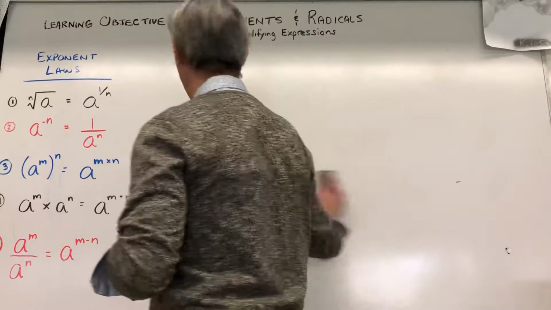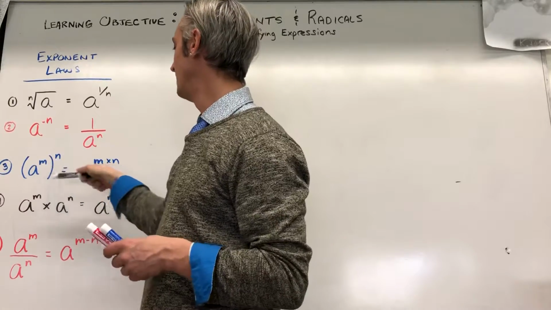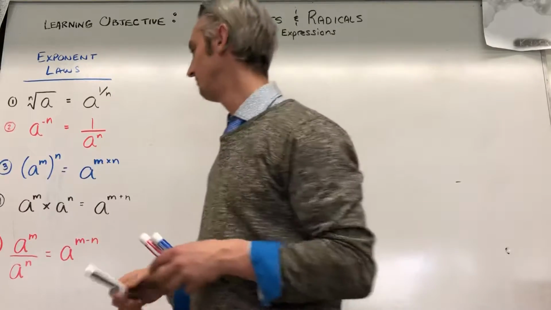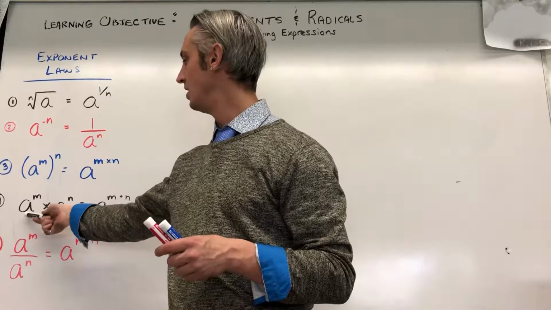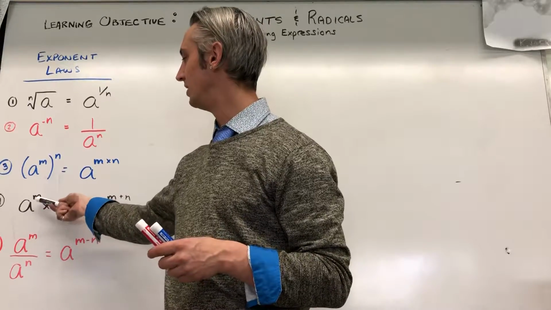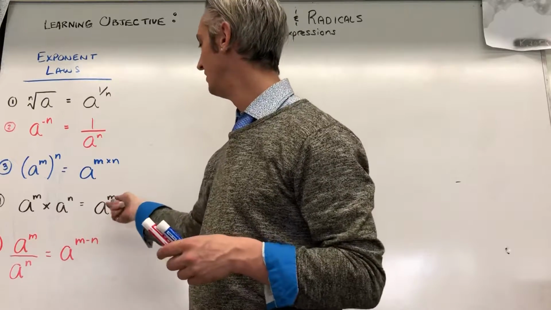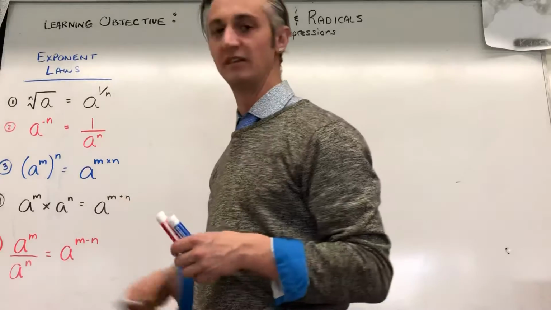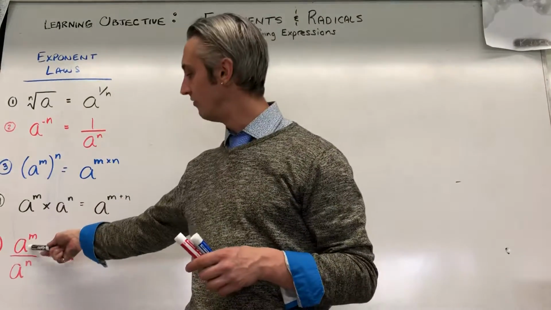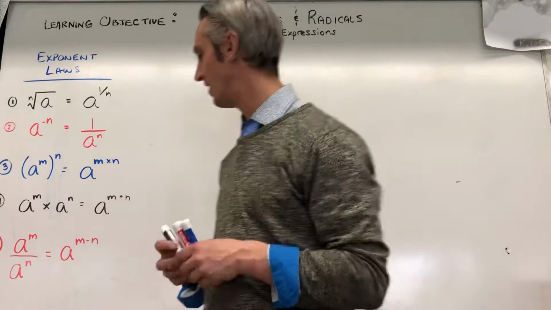That's that. And then a to the power of m, all to the power of n is the same as multiplying the exponents. If we're multiplying two numbers with the same base but different exponents, we can add the exponents as long as the base is the same. And the same thing here. If we have an identical base with exponents, we can subtract if they're being divided.